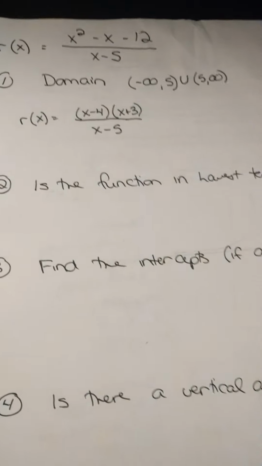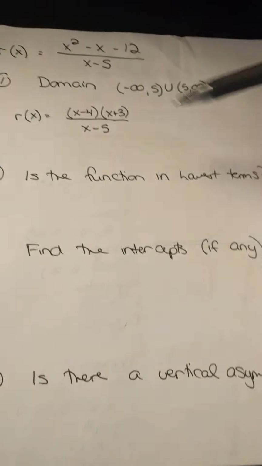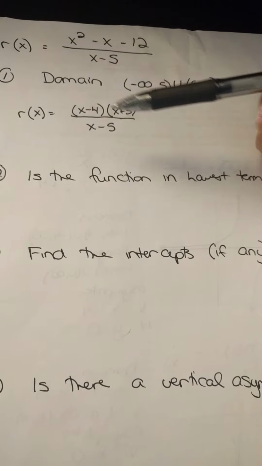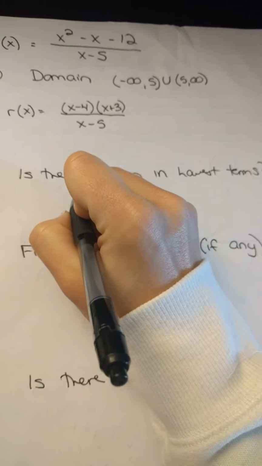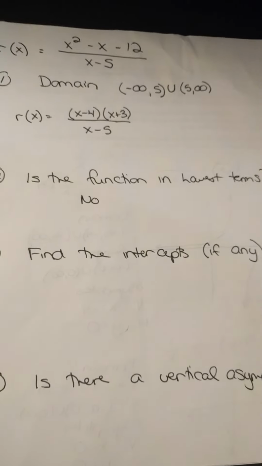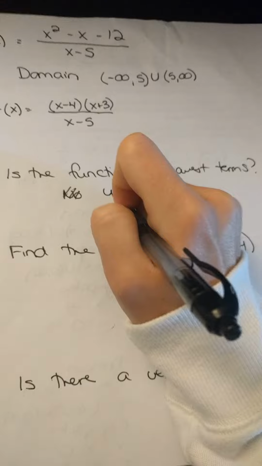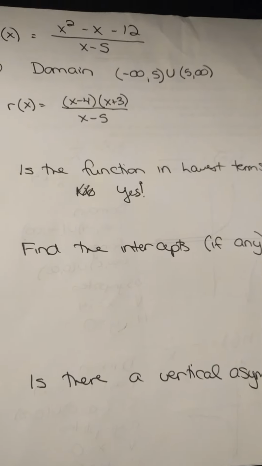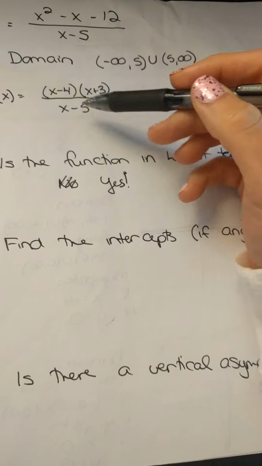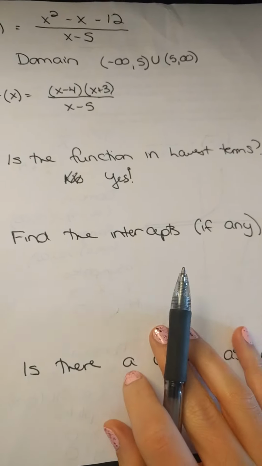Okay. Now the second question asks, is the function in lowest terms? In other words, is there a common factor in our expression? The answer here is clearly no. We can't cross anything out. So the function is, my apologies, the function is indeed in lowest terms. We cannot cross anything out. Therefore, it is in lowest terms.